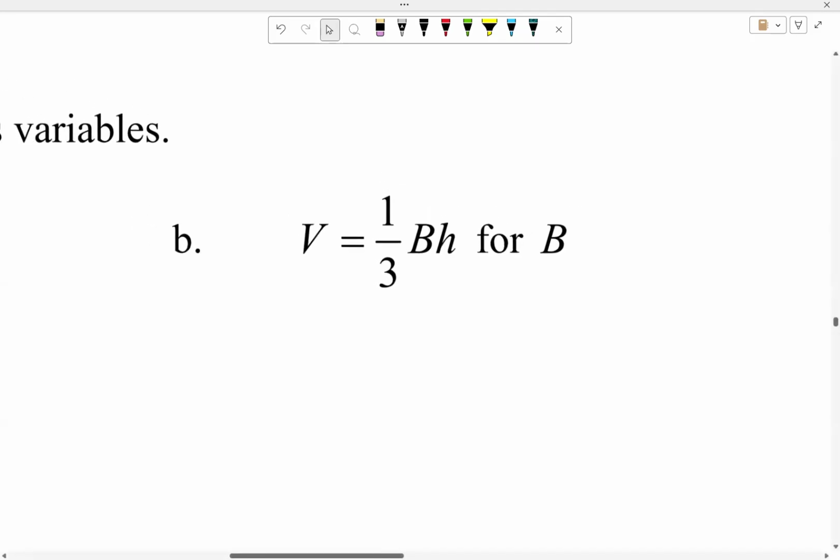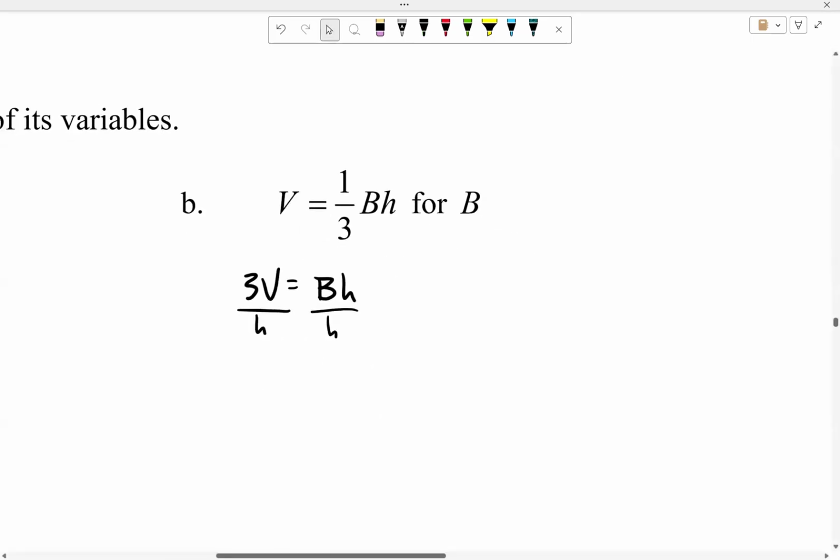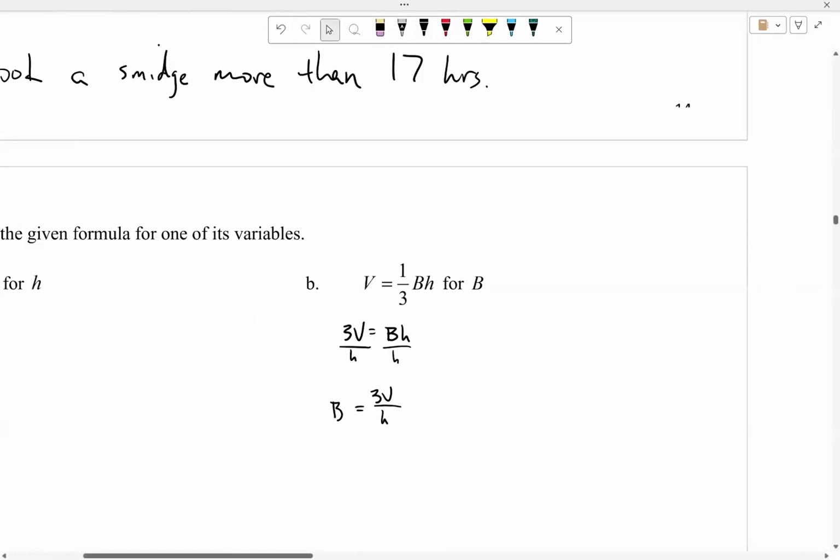Okay, so solving for B. What do I do with that 1/3? Multiply both sides by 3. 3V equals BH. Am I done? Still have to divide by H. And I do like to do the overs when I'm using these formulas. And switch the sides, so I have B equals 3V over H.